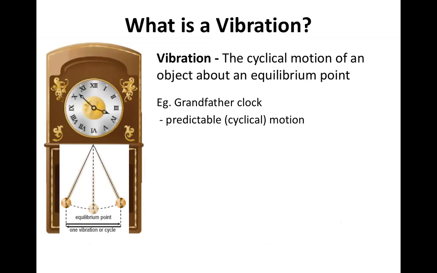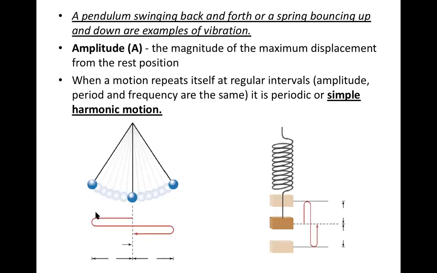But before we define wave, the definition for wave has the word vibration in it. A vibration is a cyclical motion of an object about an equilibrium point. An example is a grandfather clock pendulum, and it is predictable cyclical motion. This pendulum goes to the left, then back to the center, then to the right, then back to the center, back to the left, back to the center. The equilibrium point would be here. A pendulum is an example. Another would be a spring bouncing up and down.